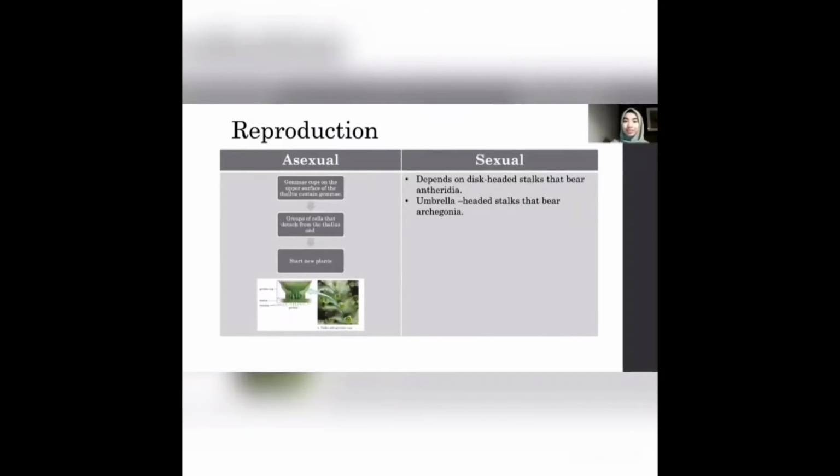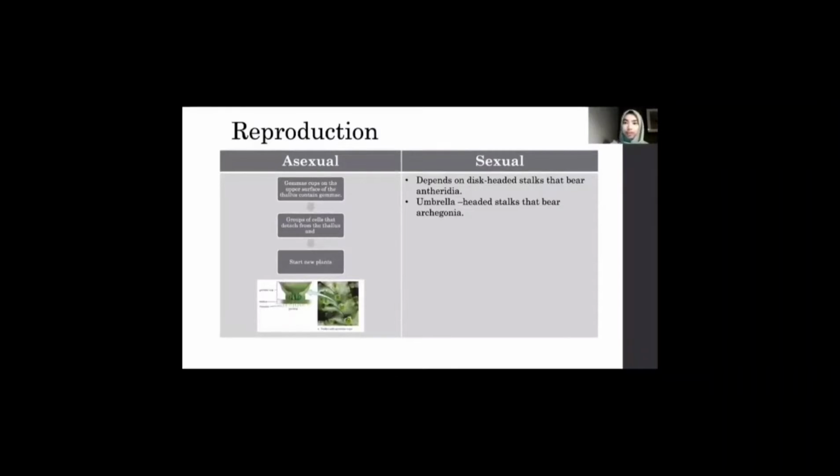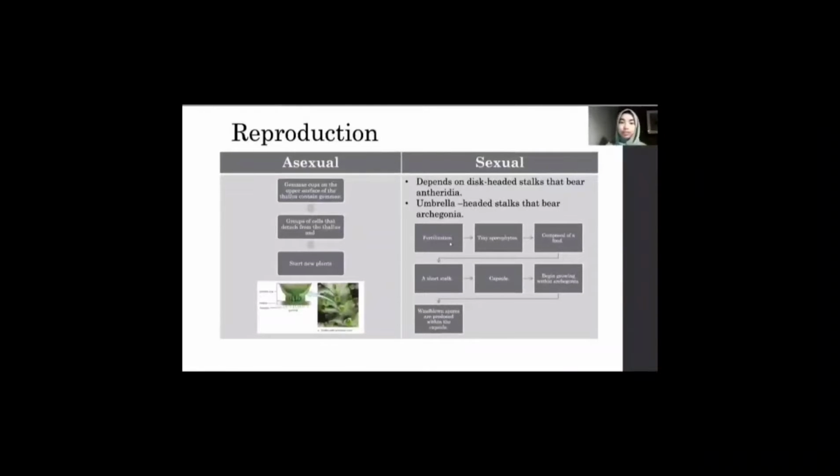Next, sexual reproduction. Sexual reproduction depends on the stalk that bears antheridia, while the umbrella-like stalk bears archegonia. After fertilization, a tiny sporophyte will grow. Next, a short stalk and capsule will grow, and the capsule will begin growing within the archegonia. Finally, wind-blown spores are produced within the capsule.